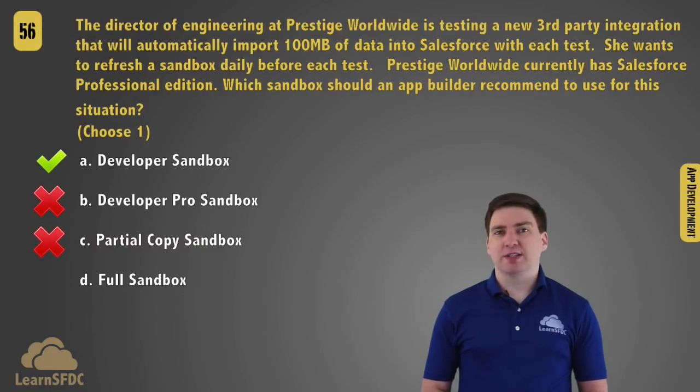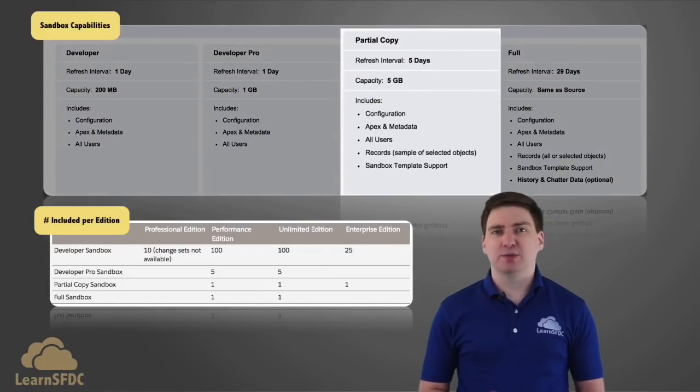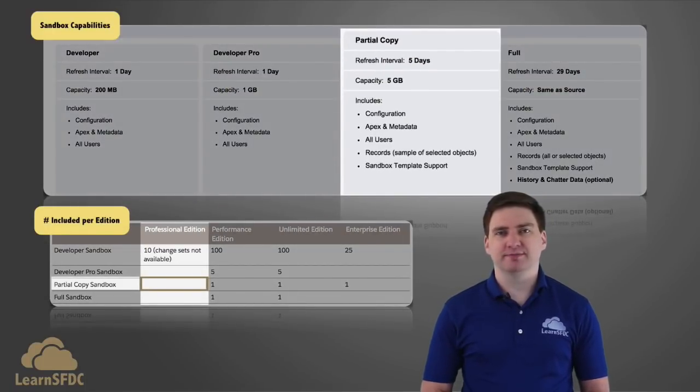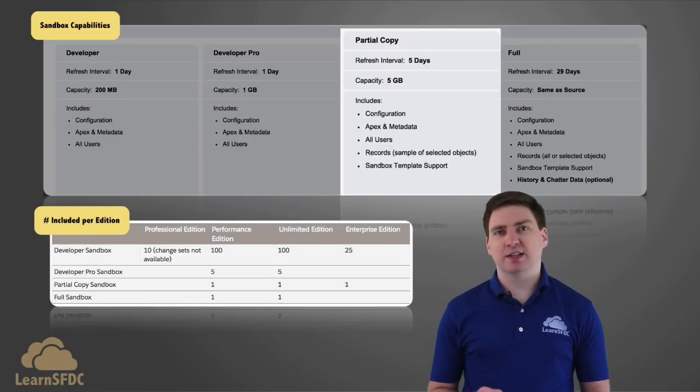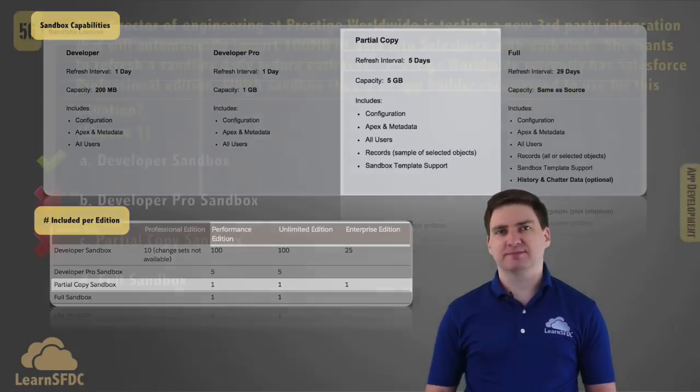C is incorrect because a Partial Copy Sandbox will not refresh daily and is not compatible with the Salesforce Professional Edition. A Partial Copy Sandbox can be refreshed every 5 days and allows up to 5 gigs of data and file storage. It copies metadata and a sample of the org data from the live production org, and it requires the use of a sandbox template. Partial Copy Sandboxes are compatible with Salesforce Performance, Enterprise, and Unlimited editions.